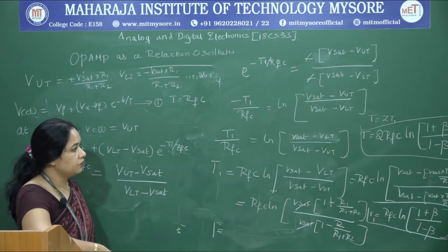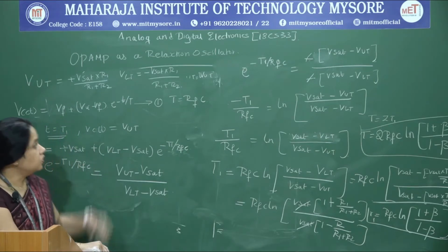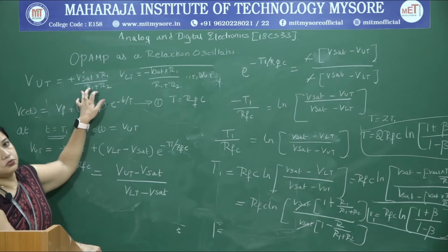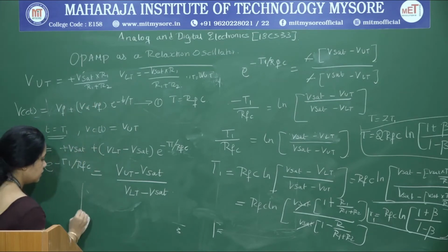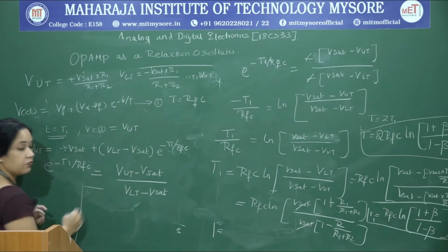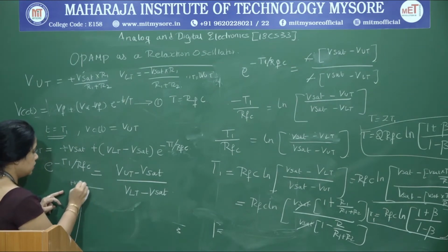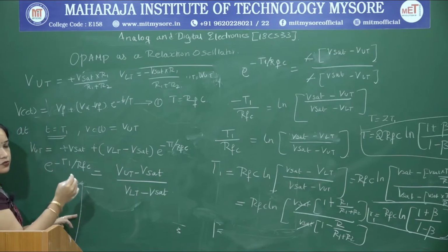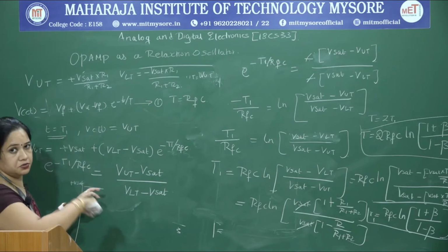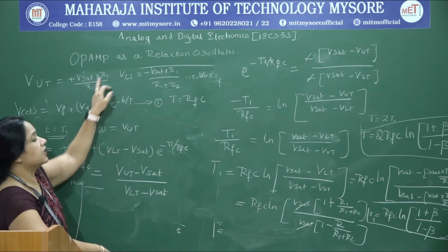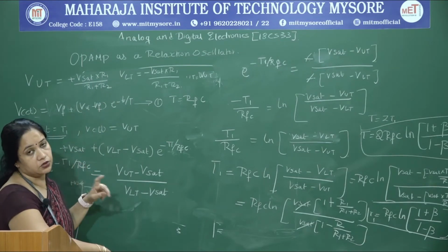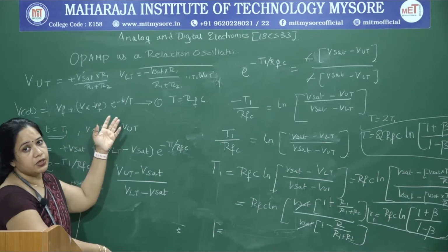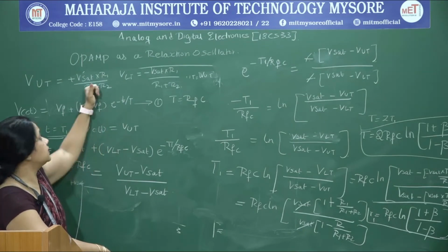Now, we will quickly run through the waveforms. I will write them here. Initially, we assume the output is at positive saturation, so it is plus Vsat. When the output is at positive saturation, the feedback given is plus Vsat into R1 by R1 plus R2, and it continues to be at plus Vsat into R1 by R1 plus R2 unless the voltage at the inverting terminal exceeds this value.